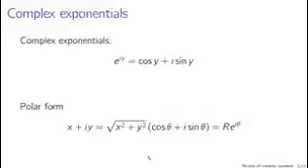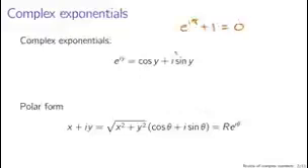Another one of the most beautiful results in mathematics is e to the i pi plus 1 equals 0. This formula kind of astonished me when I first encountered it, but it is a logical extension of this more general formula that e raised to a purely imaginary power iy is equal to the cosine of y plus i times the sine of y.